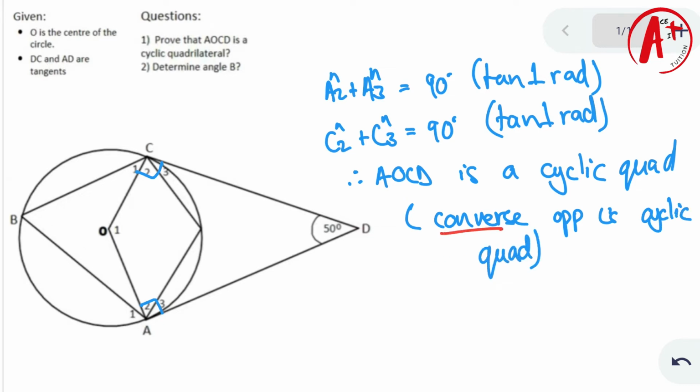Now, the reason why we have the word converse is generally we are given a cyclic quad, and therefore we know the opposite angles are supplementary. However, in this case, we prove the opposite angles are supplementary, and thus AOCD is a cyclic quad.